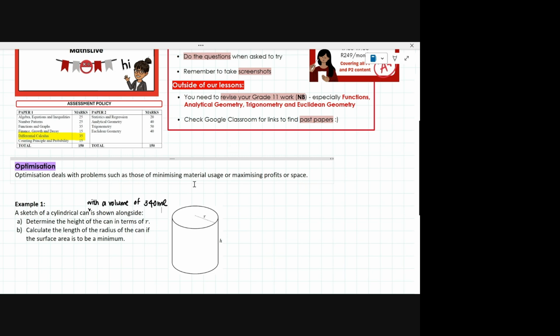Alrighty, so we have a sketch of a cylindrical can with a volume of 340 milliliters shown alongside. We've got two questions. We want to determine the height of the can in terms of R. So basically that means H equals an expression that has R in it. And then we have been asked to calculate the length of the radius of the can if the surface area is to be a minimum. So packaging. I want to use the least amount of material to make this can that will still hold 340 milliliters. How wide should the can be, essentially, in order to create that minimum amount of packaging? And that's where the differentiation or the calculus will come in.